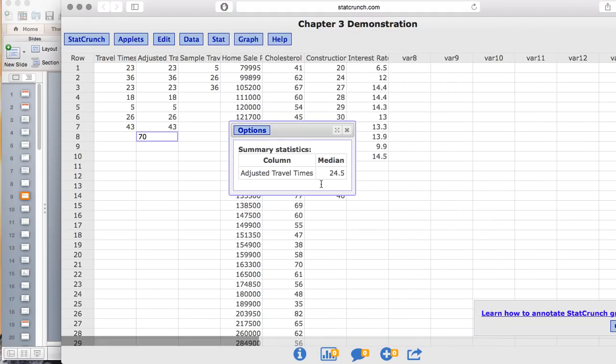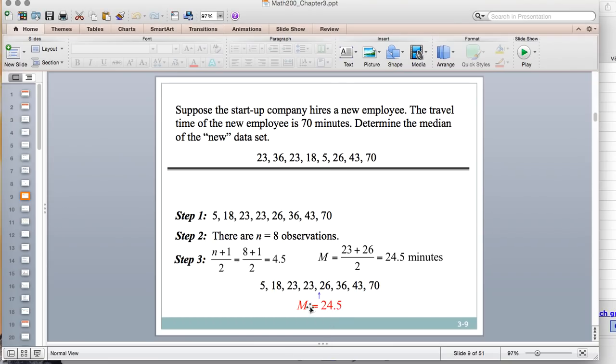And it gives me a median of 24.5, which is the same thing that we got doing it by hand. So either way works. When you have a small number of observations, you can almost see what's in the middle, particularly if they're already ordered, so it might be faster than opening up StatCrunch. But if you have a lot of observations, you definitely want to make sure you're using the technology to help you.